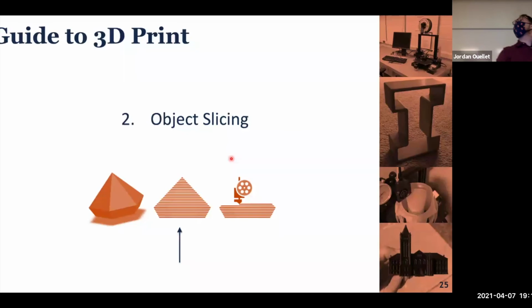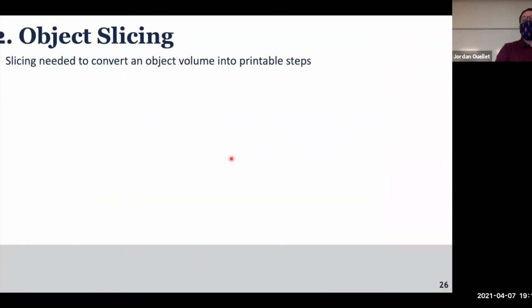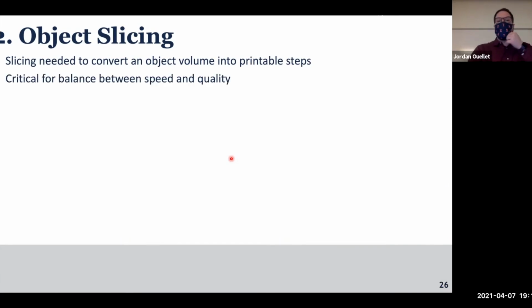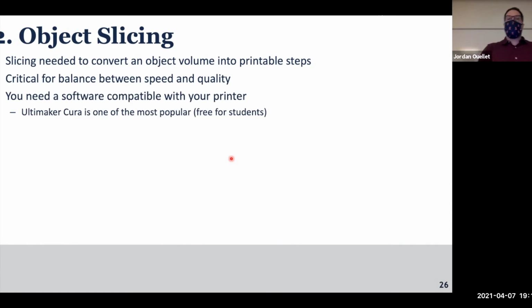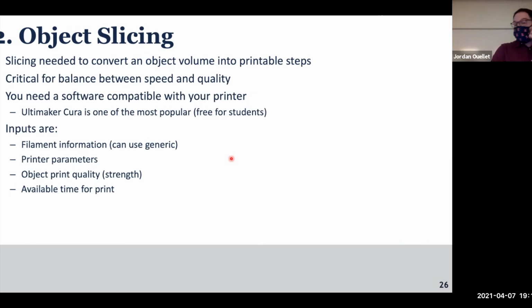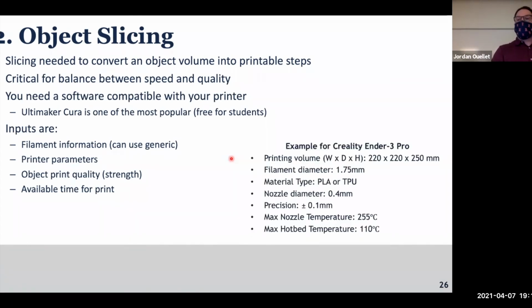Second step, you want to slice your object. So you need to convert your object volume into printable steps. It's critical to have a good balance between speed and quality. You need a software. Ultimaker Cura is one of the most popular. It's free for students. It has a huge library of different printers. What's important is that you put into that software different information that's applicable to what you're going to do. For example, the printers we have, that's the Creality Ender 3 Pro. You need to input that into your slicing software so it knows how much it can print, what kind of resolution, what temperature, and all of that.